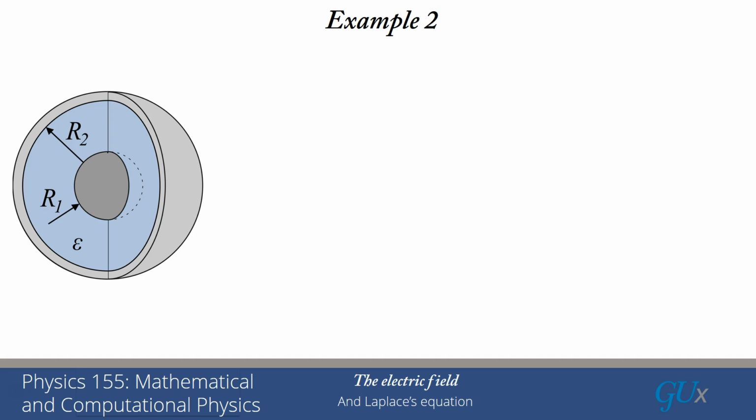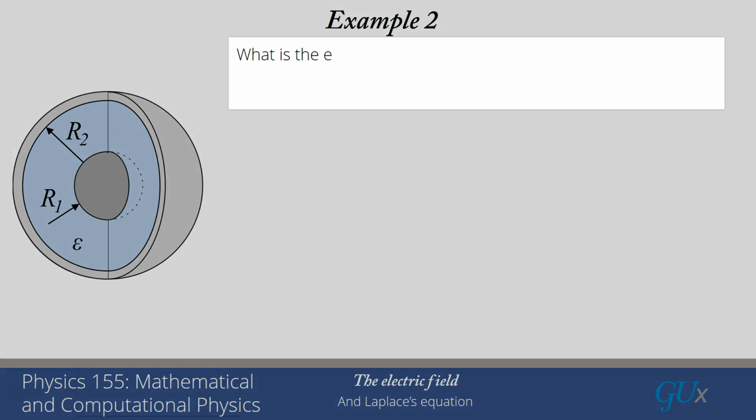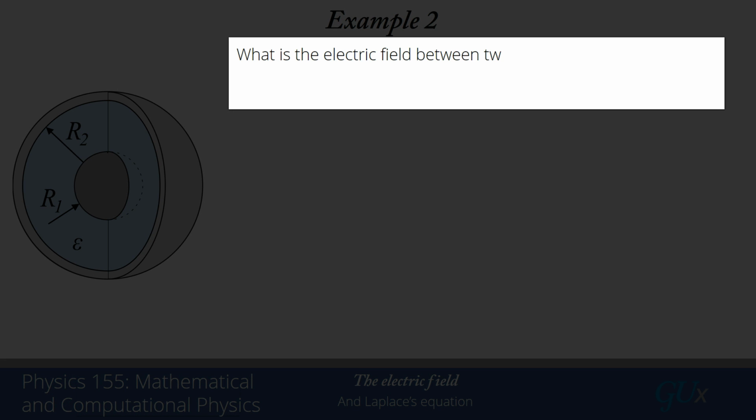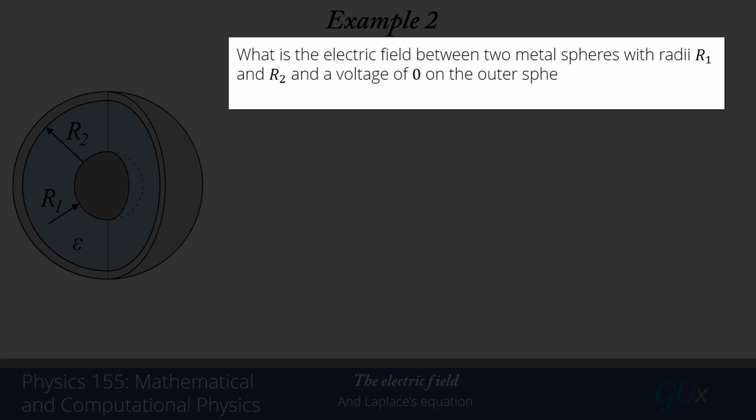Let's take a look at a second example. Here we're going to look at a spherical capacitor. We have a spherical shell on the outside, and we have a sphere on the inside. They're both made out of metal. The inner sphere has a radius r1. The outer sphere has a radius r2. And the question we want to ask is, what is the electric field between the two metal spheres when we have a voltage of 0 on the outer sphere and a voltage of V on the inner sphere?